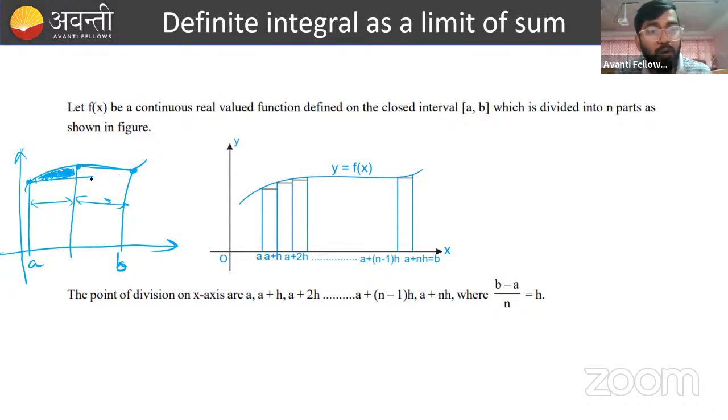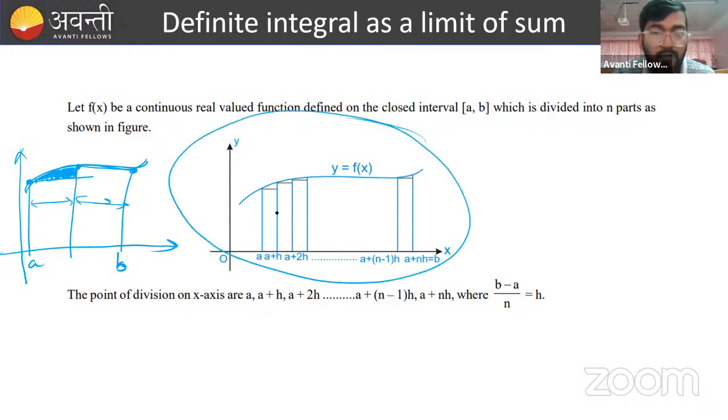So if I had more rectangles, can we imagine that this area being left out will decrease? And if this area which is being left out decreases, then summing the areas of the rectangles will give us an area approximately equal to the area under the curve. All right.